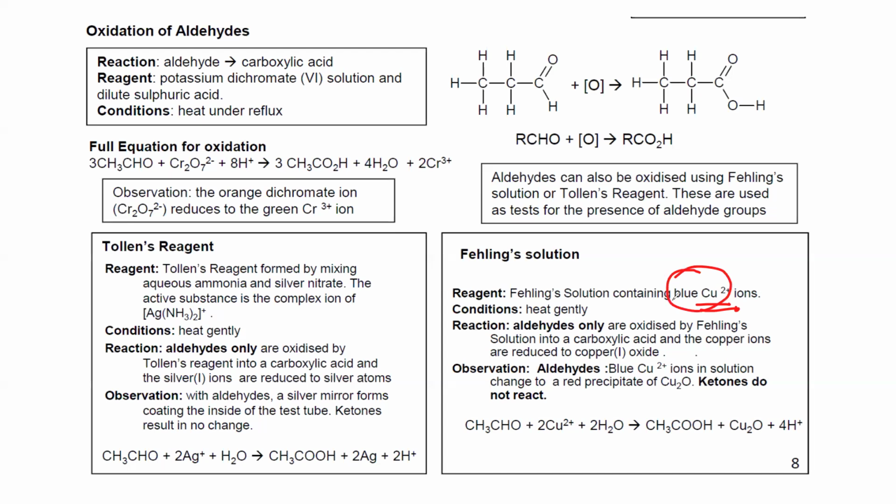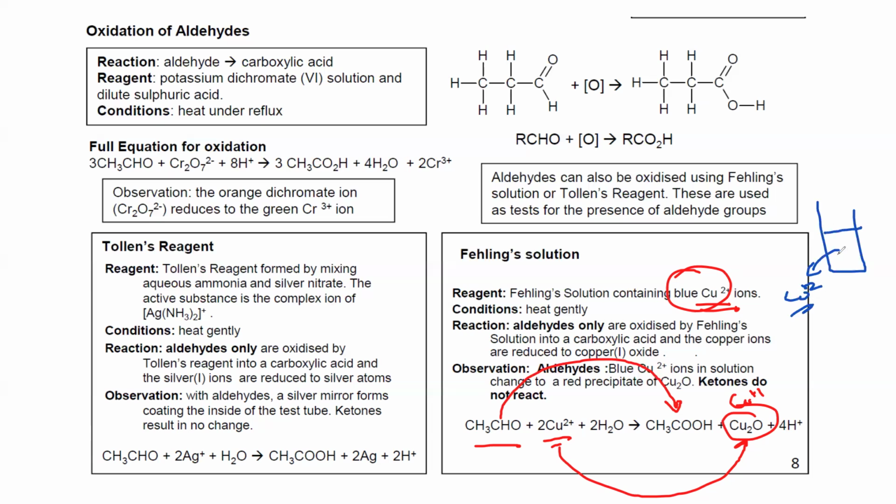Same thing, if it's an aldehyde, the aldehyde will be oxidized to a carboxylic acid, and the copper 2 ion will turn into copper 1 ion and combine with oxygen to form copper 1 oxide, which is usually red in color. So what we'll observe: originally the solution is blue. Why is the solution blue? Because of the presence of the copper ion.